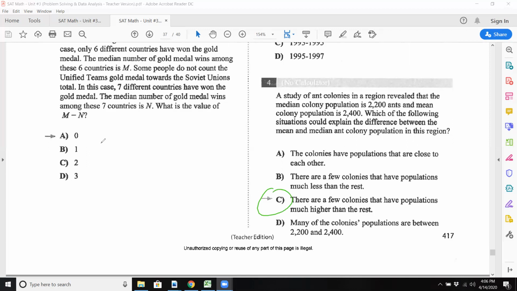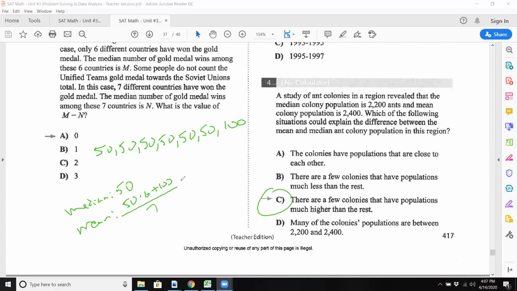Let me give you this example. Let's say in my math class, I give a really hard test, and a bunch of people got these scores, and just that one guy got 100%, right? So my median, of course, is 50. My mean, however, is when I add them all up. So 50 times 6 plus 100 divided by 7, which is 400 over 7.